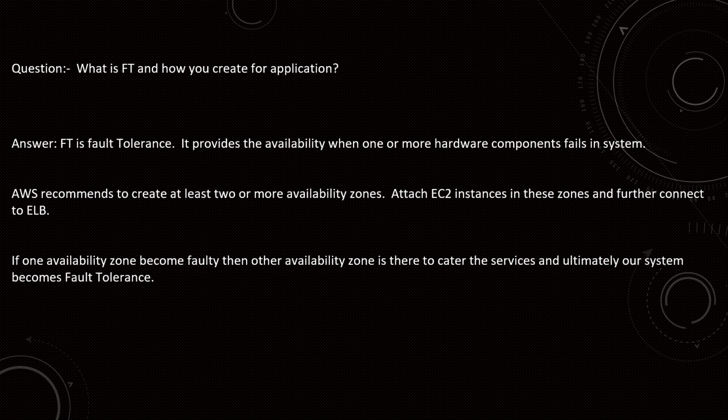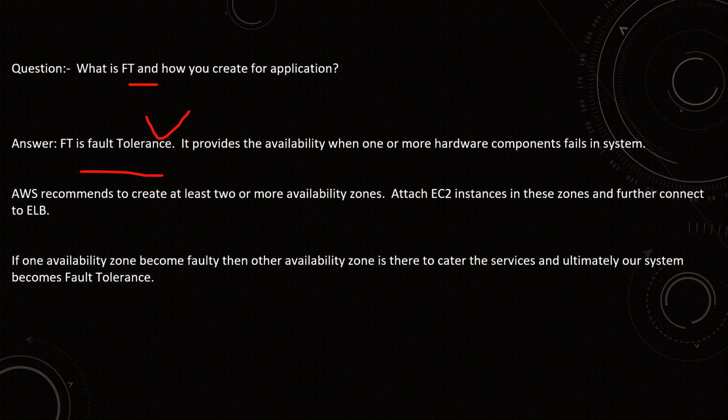Coming to the next slide, what is FT and how do you create the application? So FT is fault tolerance. It provides availability when one or more hardware components fail in the infra, right? AWS recommends to create at least two or more availability zones, attach the EC2 instances in these zones, and further connect to ELB. If one availability zone becomes faulty, then the other availability zone is there to cater the services, and ultimately our system becomes fault tolerant, right?